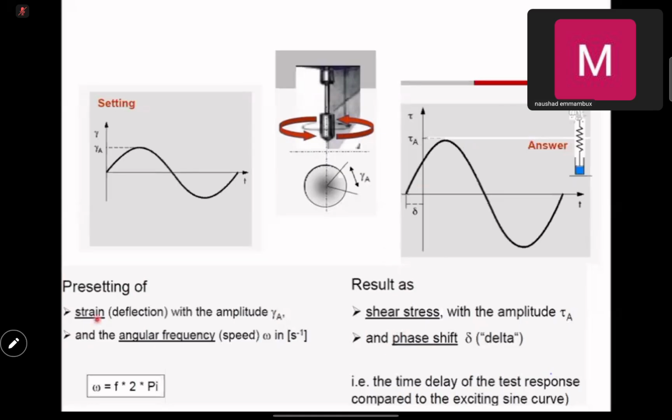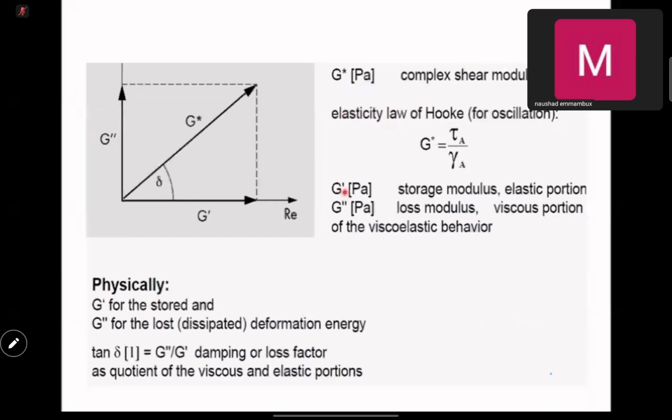Presetting strain with an amplitude and an angular frequency, and this is how you calculate angular frequency, and I'm not going to go into detail. As a result, you get the shear stress and you get the phase shift. It's a time delay for the test response compared to the exciting sine curve. There's a time delay here, and that is delta, which is the time delay. You can get the phase shift here.